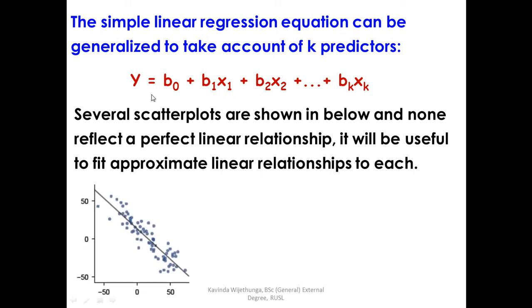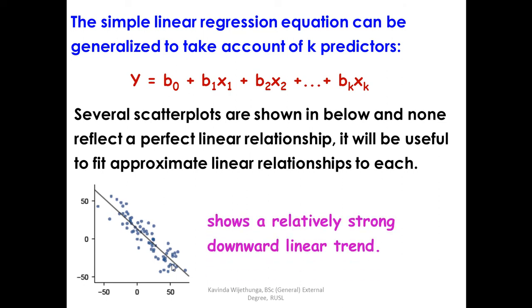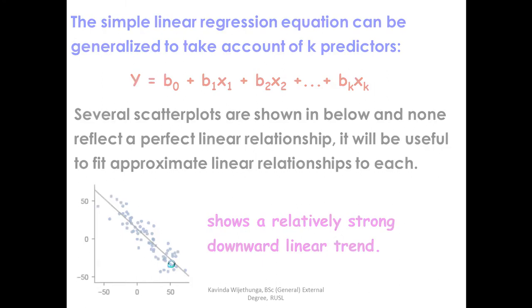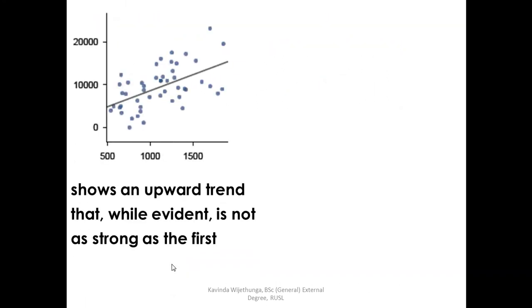So you can see this scatter plot. If you draw an imaginary line, you can see there is a linear relationship between these two variables. So here also you can use the simple linear regression to analyze the data. This shows a relatively strong downward linear trend. This one shows an upward trend. So here you can see the upward trend, while it's not as strong as the first. This one is not as strong as the first, because if you see the spread of these points, it is not like the previous one.